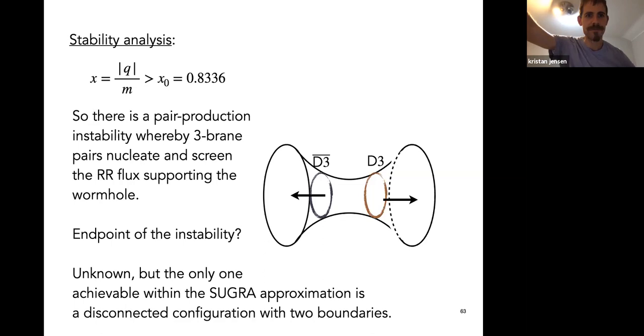And, well, there's an instability of this thing within string theory. What is the endpoint? We don't know. But the one comment I can make is that if there is an endpoint that is accessible within the supergravity approximation, it has to be a disconnected configuration rather than a connected one.